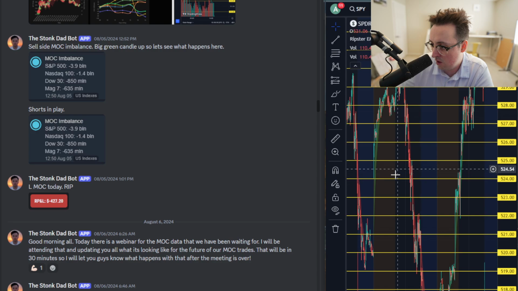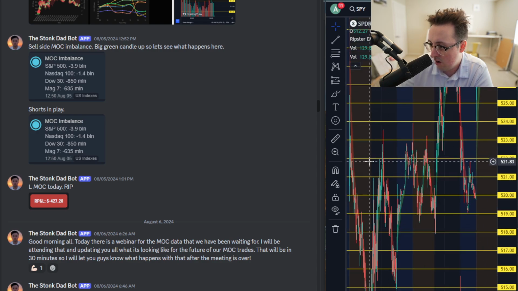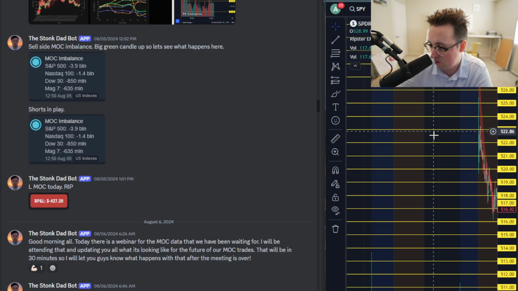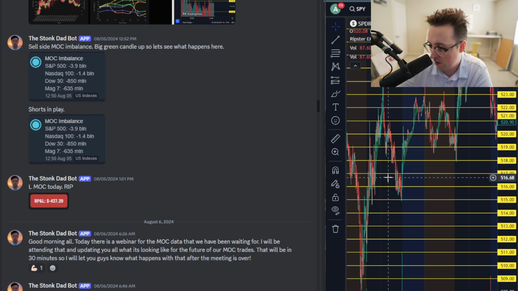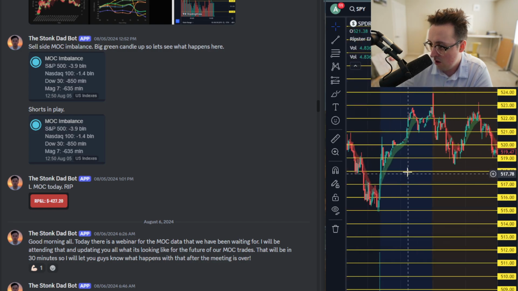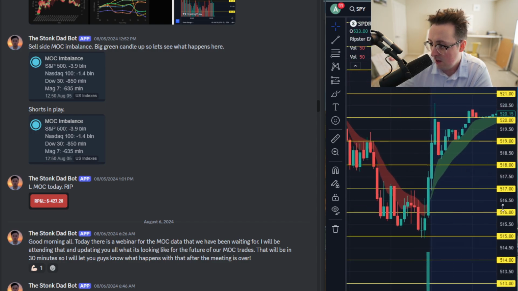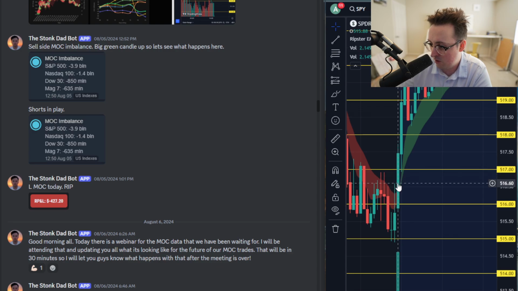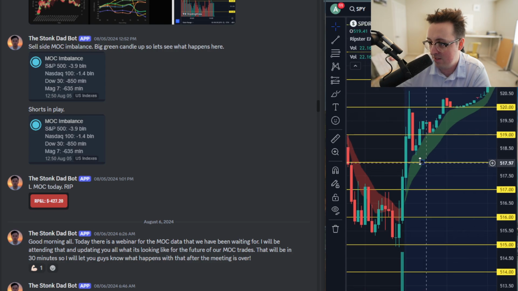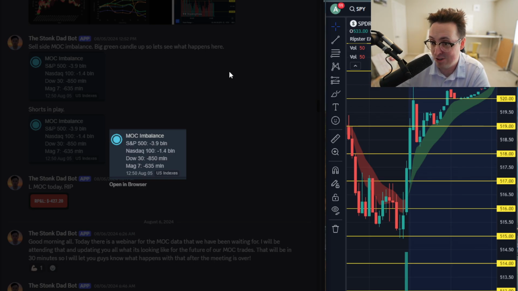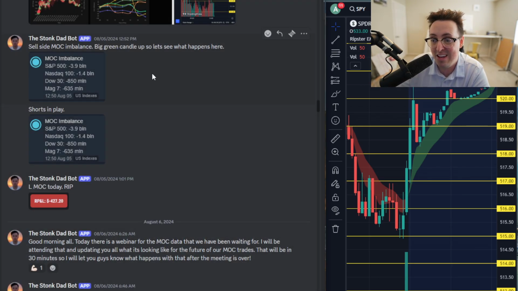So let's go on over to Monday the 5th and see how the market reacted in the last 10 minutes of market close. Let's scroll on over to the last 10 minutes. These two big green candles are the last 10 minutes of market close. Now, it said sell side here, so it was very, very wrong on Monday.